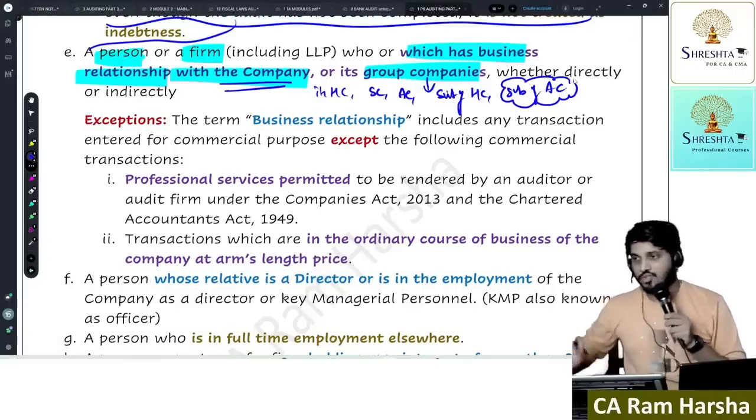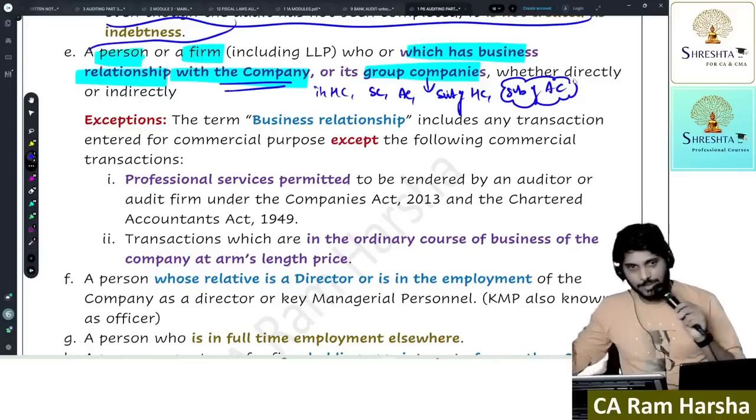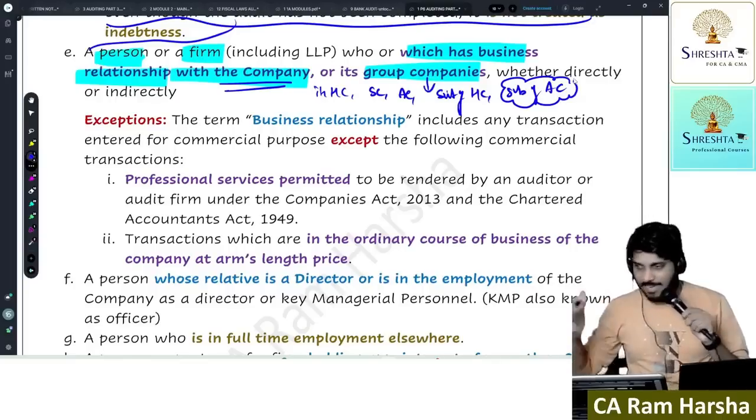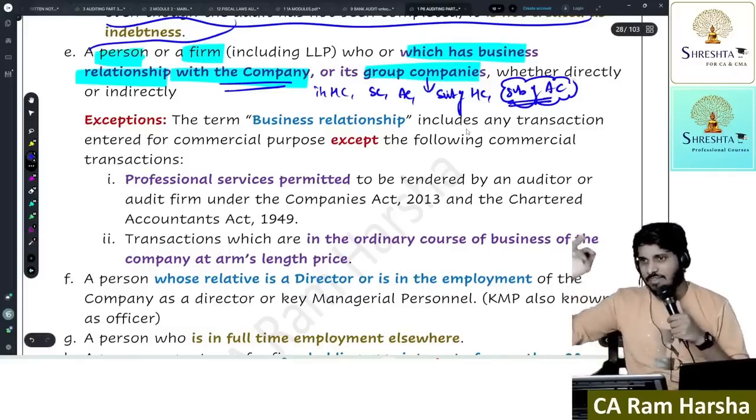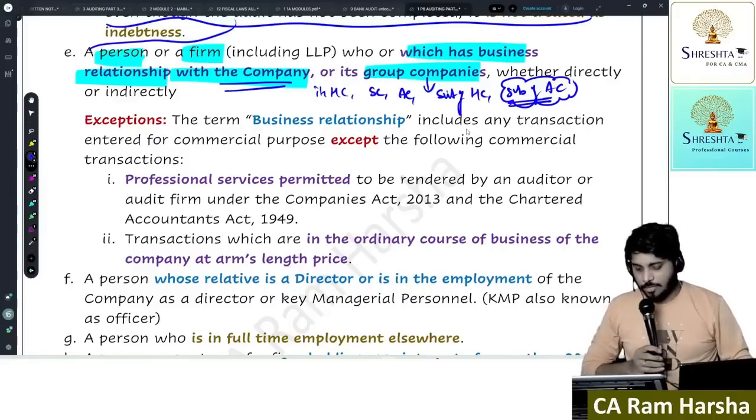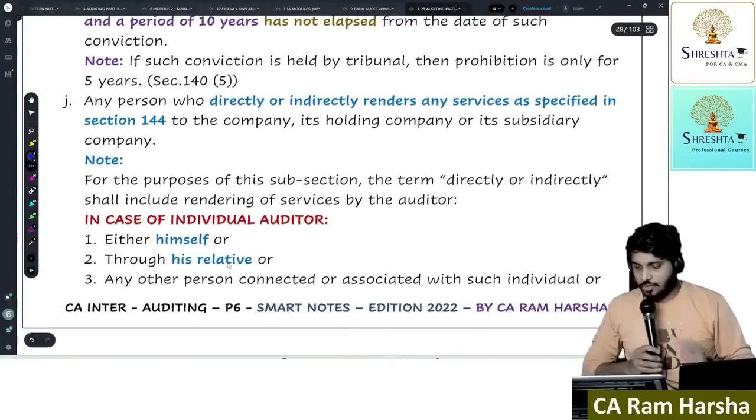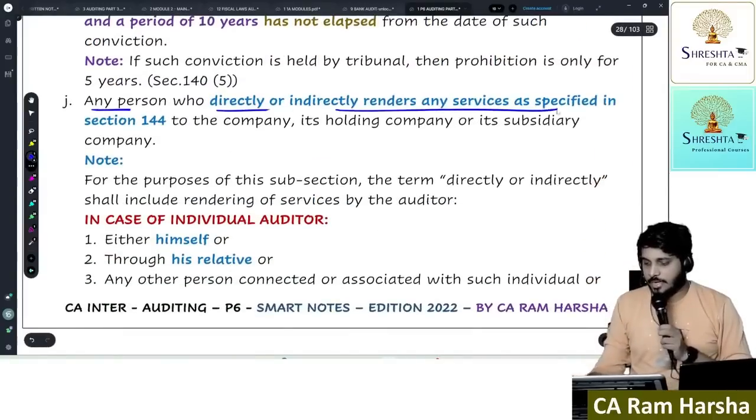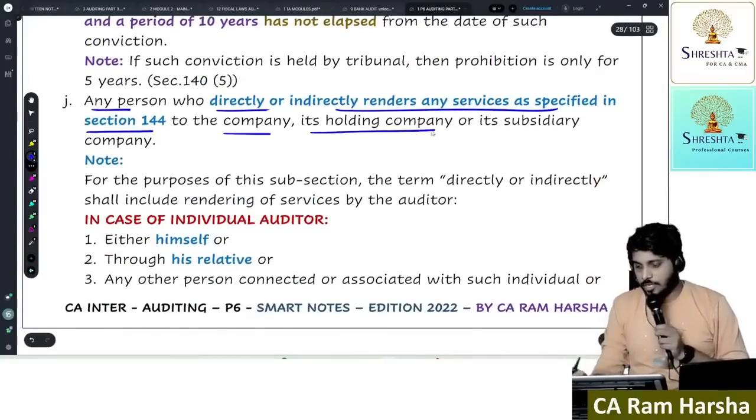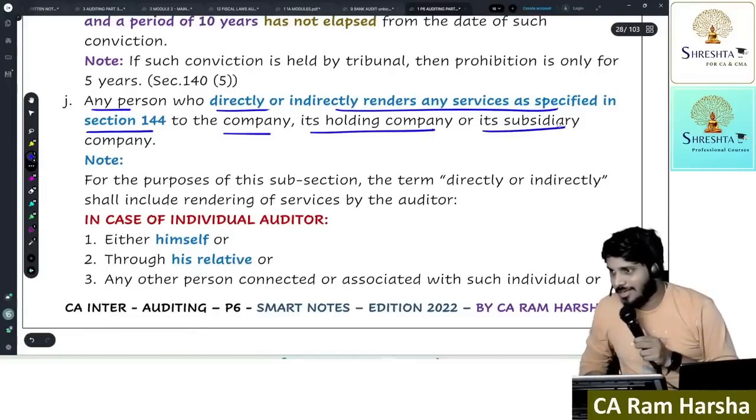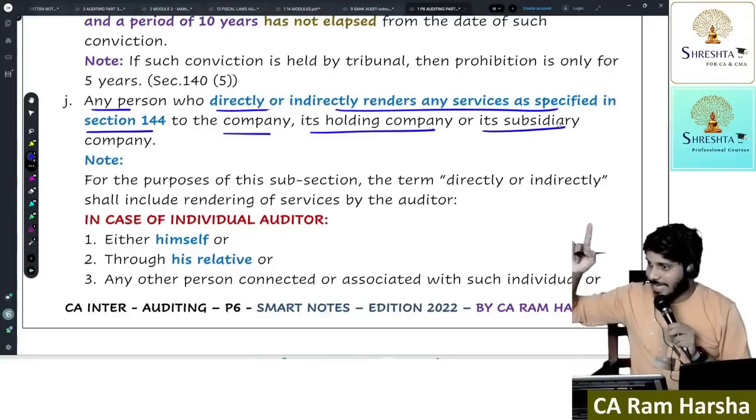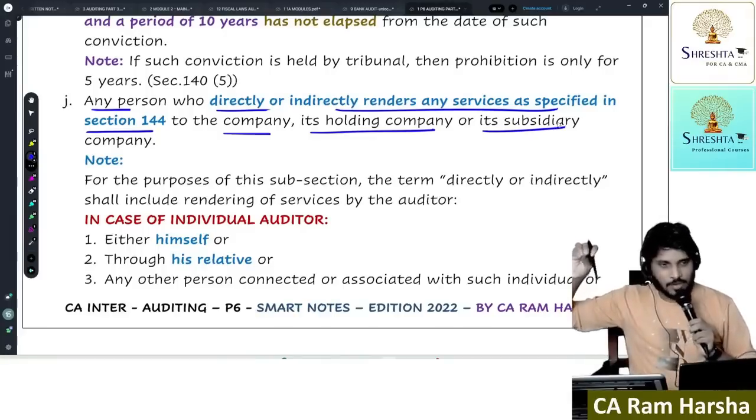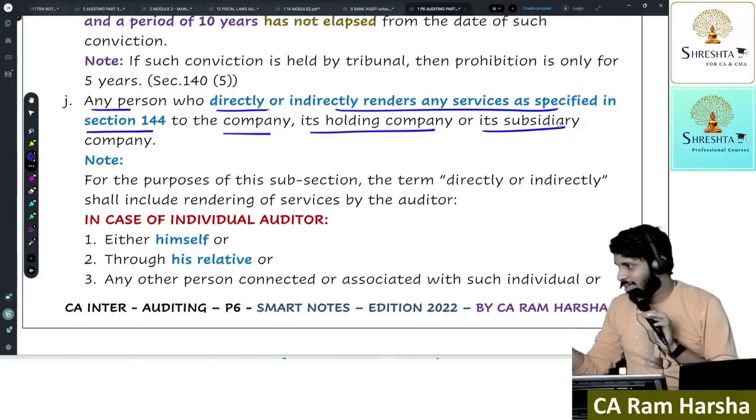See, for this, there is no specific intention behind the law. These provisions are drafted by different people at different points of time. That is the only reason why this kind of inconsistency is there. If you see the bottom, J, there is another disqualification. If any person directly or indirectly provides prohibited services to the company, its holding company or its subsidiary, only 3 are covered in total. Whereas in business relationship, 6 were covered. Whereas securities, indebtedness, guarantee, 5 were covered. Is there any logic behind this? No logic. Are you getting it?